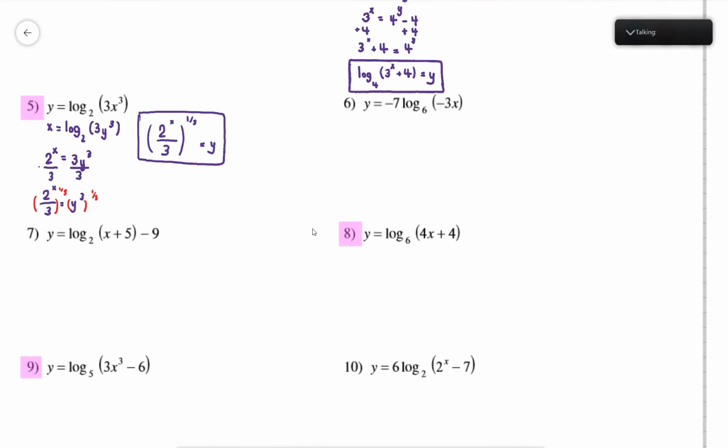Number 8, start by switching our x and our y's. And we'll convert. 6 to the power of x is equal to 4y plus 4. We'll subtract 4. 6 to the x minus 4 is equal to 4y. Divide everything by 4. And this is 6 to the power of x over 4 minus 1 is equal to y.